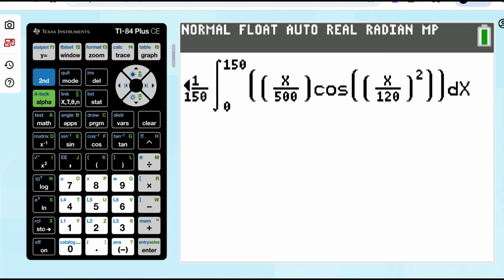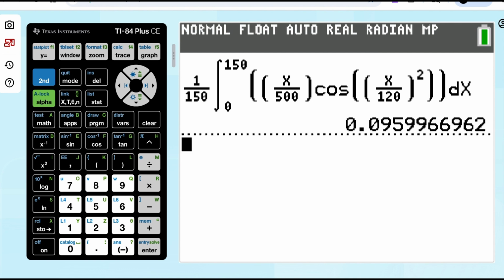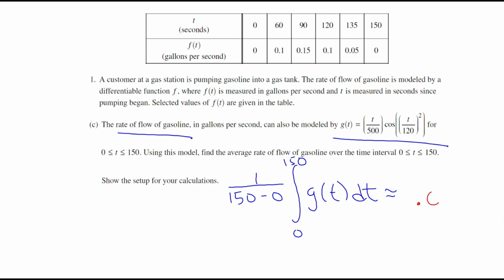And when we calculate that out, we should get 0.09599666962, which you can round to 3 decimals. We'll call it 0.096. And nowhere in here does it ask us anything about units, so we don't need to worry about units. We would have gotten 1 point for the correct setup and 1 point for the correct final answer.